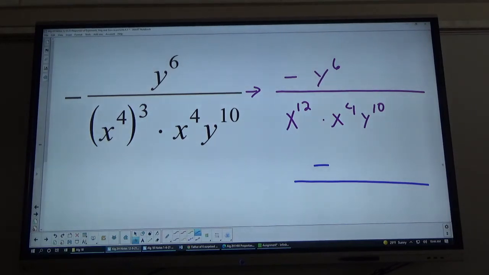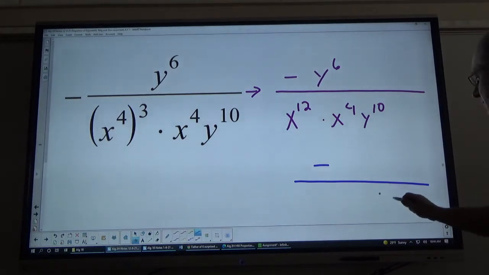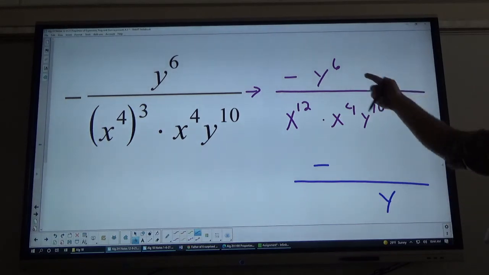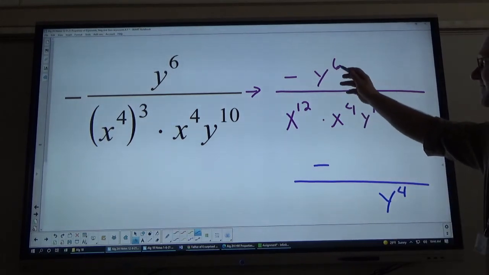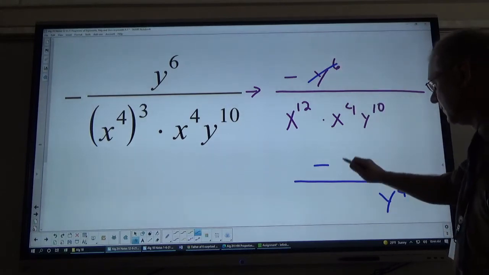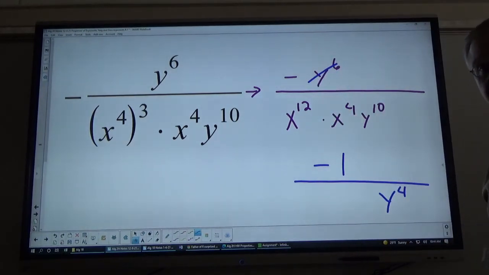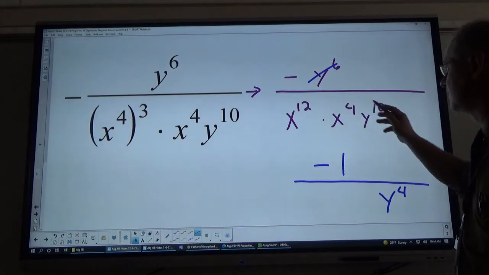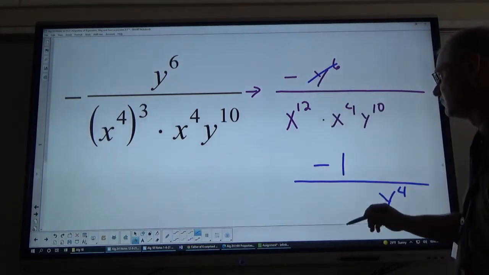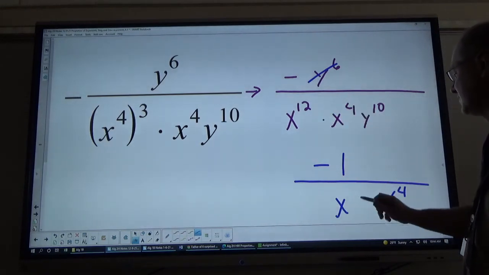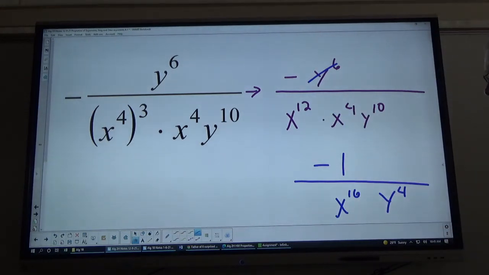Please notice, the y is going to be on the bottom, 10 and 6, because 10's bigger, so it'll be a 4. That leaves nothing on the top. So when I cancel this out, it actually will become a -1. The 1 from canceling this out with this, and that leaves me with the 1, and the negative was there before. X to the 12 plus 4, 16. So -1 over x to the 16, y to the 4 is my answer here.